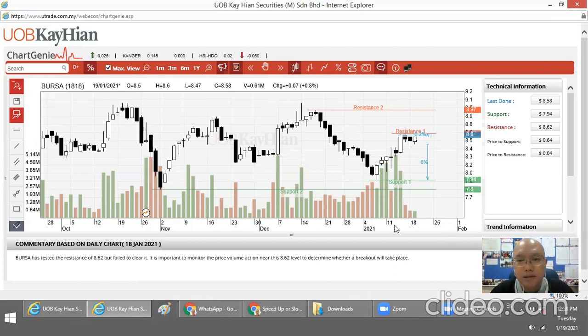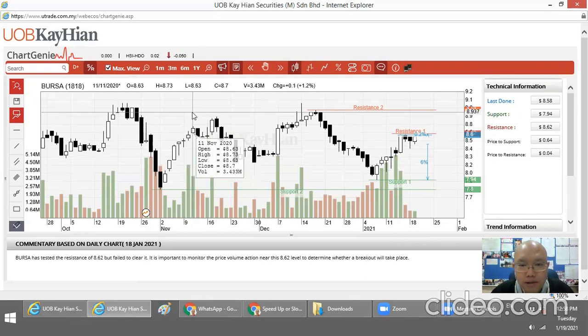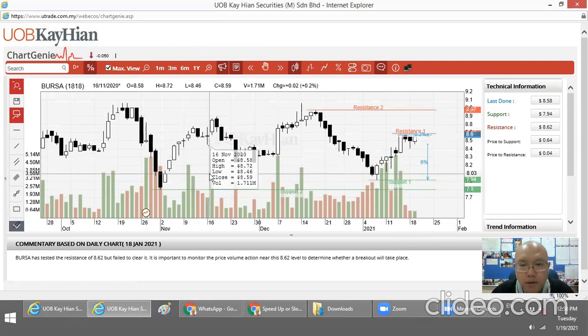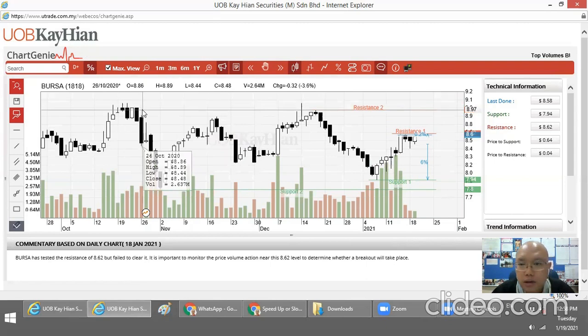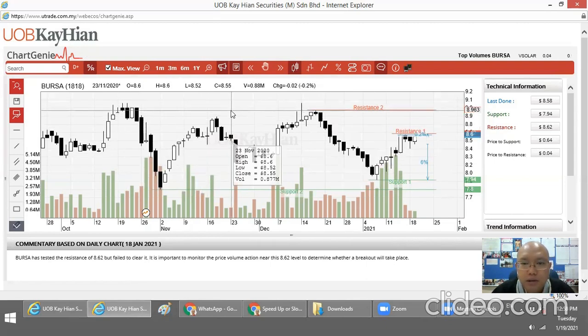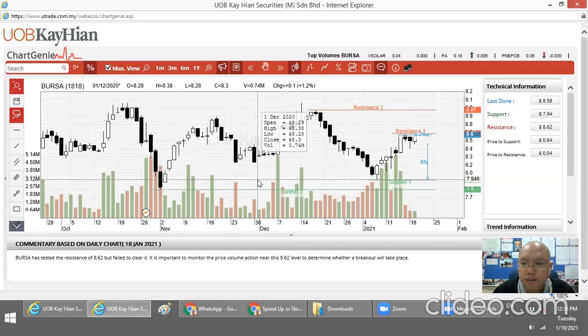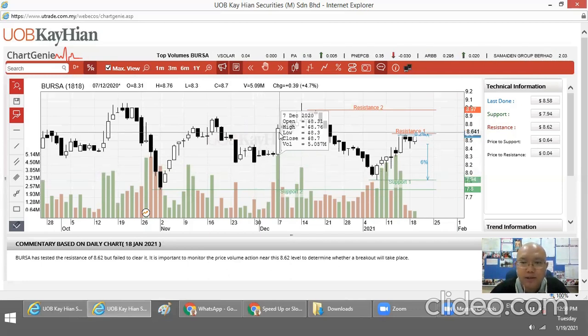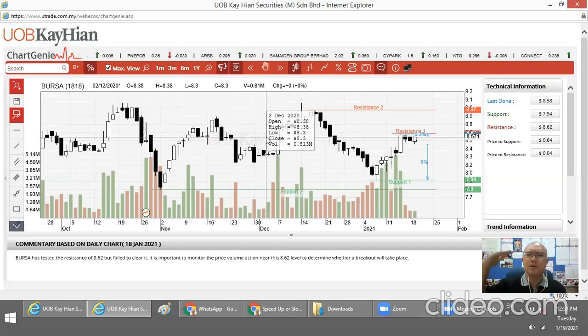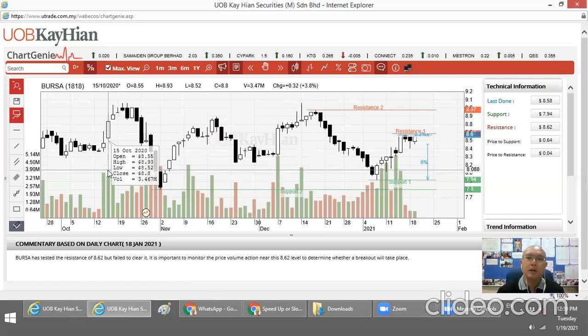So resistance is just like a roof, and you can see this is the best example for you. When the price comes down from 8 ringgit 97 cents, it will come down to support 1 of 794, and then it will slowly go back up to resistance 1. Resistance 1 is how much? 862. You can see that once it touches resistance, it slowly loses steam. But of course, when the market is bullish, you can see the price will break up through the resistance.